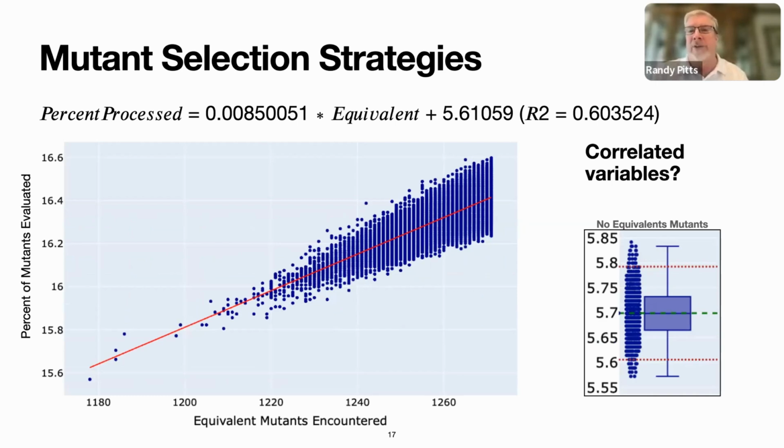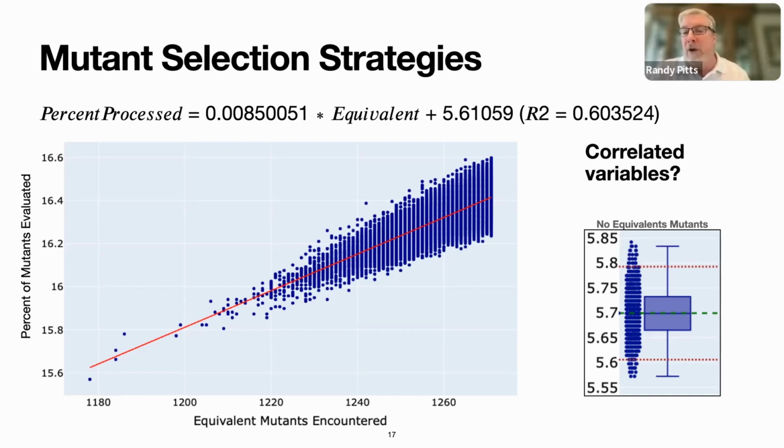So I ran regression testing, not on just the equivalents, but on many of the mutants. But there clearly was a strong correlation with the number of equivalent mutants encountered. You see that on the x-axis at the bottom, and on the y-axis, the percent of mutants evaluated, or in other words, how much work the tester had to do to get to their mutation score of 100. And if you look at the OLS equation up there at the top, the y-intercept is 5.61.